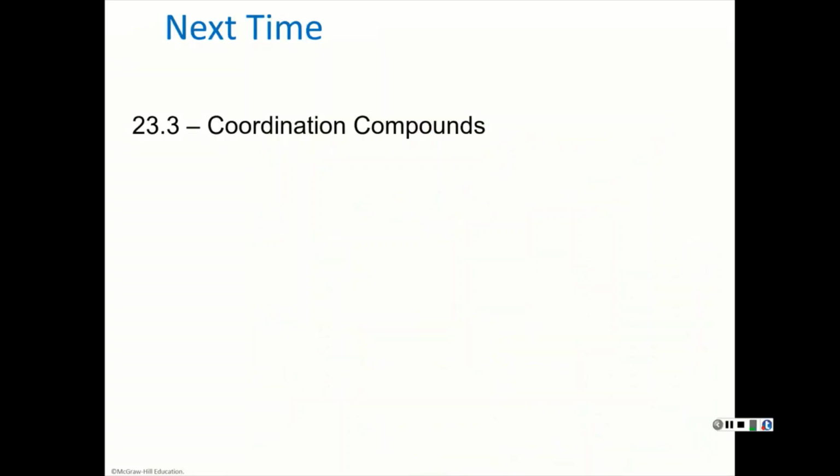So that's our review and introduction to transition metals and inner transition metals. Next time we'll be talking about coordination compounds, in section 3 of chapter 23. A coordination compound is when you have a transition metal ion that has other molecules coordinating or bonded, arranged around it. The transition metal is in the center, and these other atoms or molecules are surrounding it.